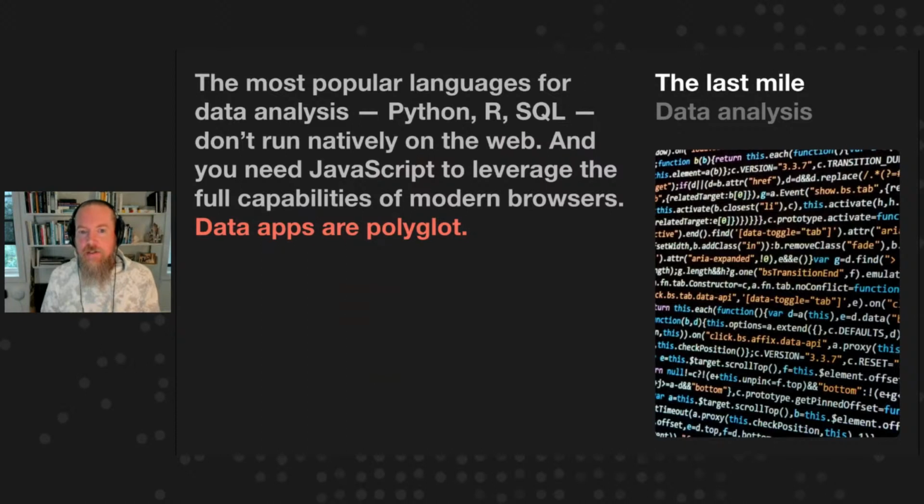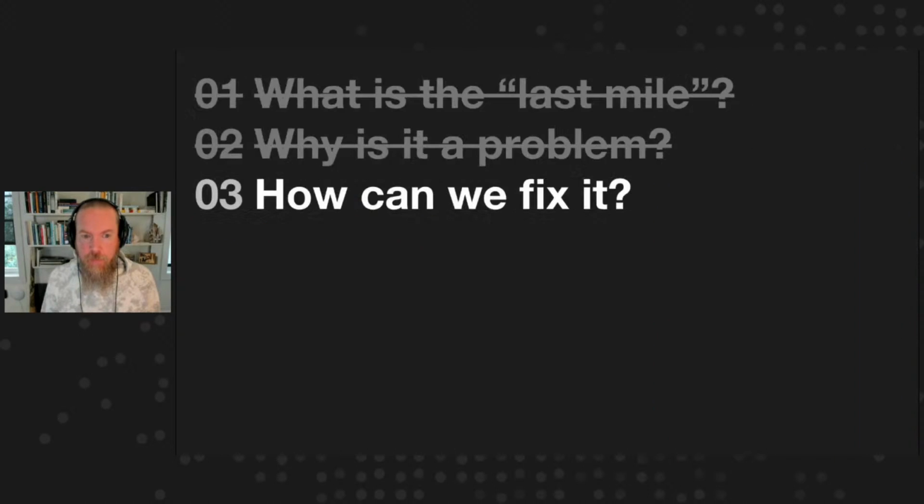There's another challenge unique to data apps, which is that the language changes at the last mile. There are programming languages that are very popular for data analysis, Python, R, SQL, but JavaScript is the one true language of the web. So if you want to leverage the full graphics capabilities of modern browsers, you need JavaScript as well. Most frameworks target a specific language, but in data apps, we often want to use multiple languages together.